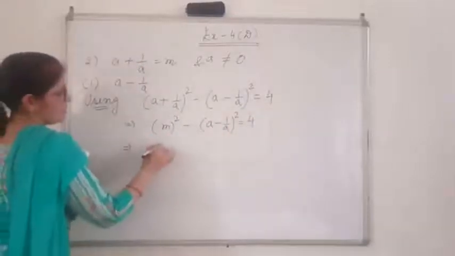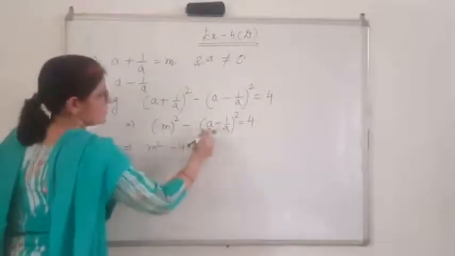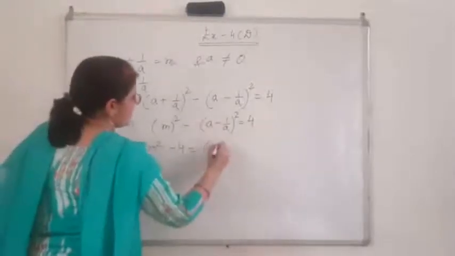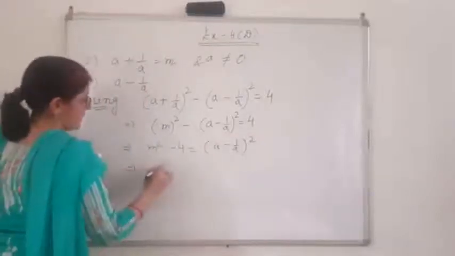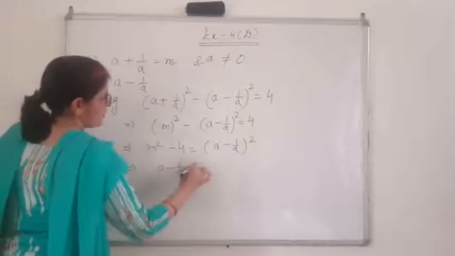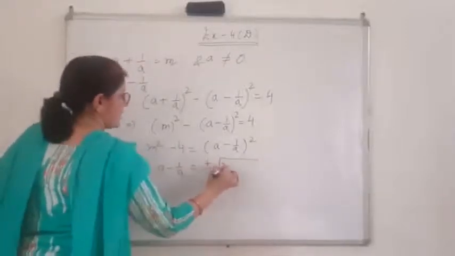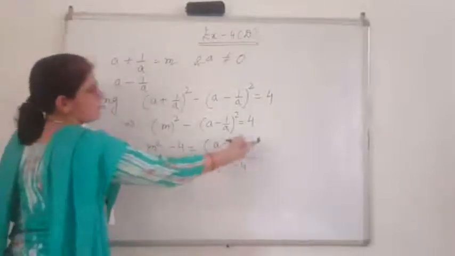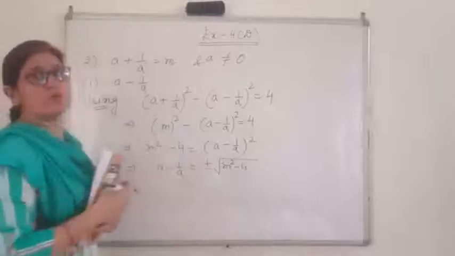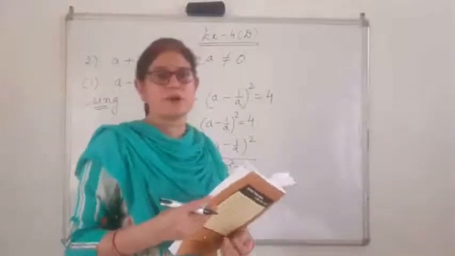m square, 4 we shift to this side, minus 4. This term will go to the other side, it comes in plus now. So a minus 1 upon a equals plus minus square root of m square minus 4. Where do we get this square root from? Whenever we transfer a square, it will change into a square root. So this is the answer of our first part.